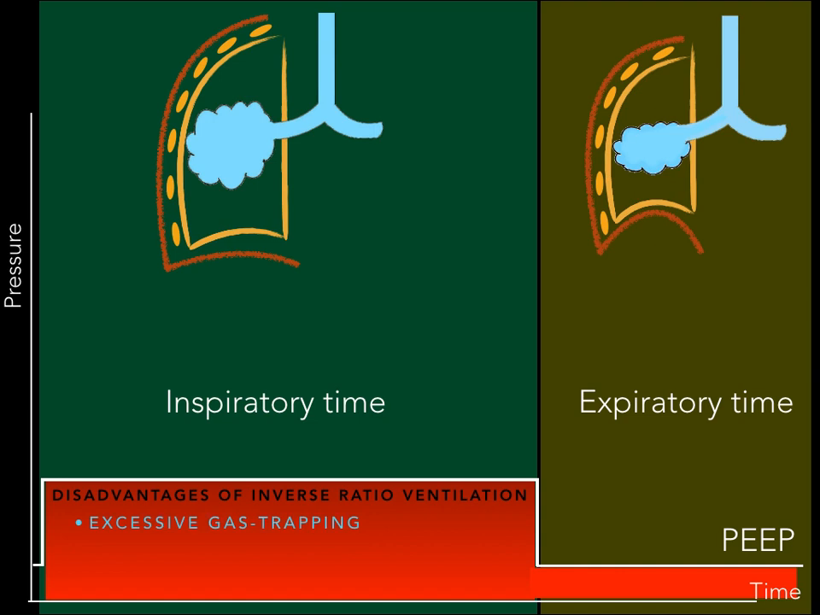Inverse ratio ventilation increases oxygenation by increasing mean airway pressure, which has the additional consequence of increasing average intrathoracic pressure, reducing venous return, and reducing cardiac output. With conventional modes of mechanical ventilation, inverse ratio ventilation can be significantly uncomfortable, and patients may need to be heavily sedated to achieve patient-ventilator synchrony.